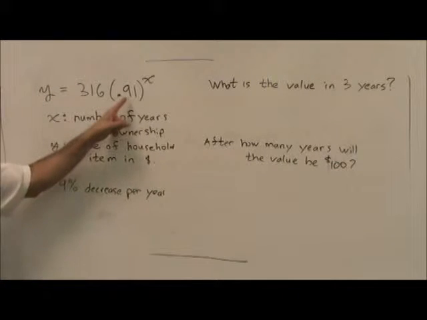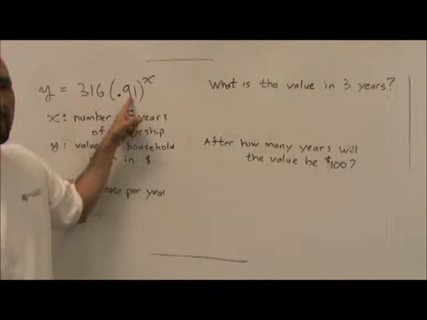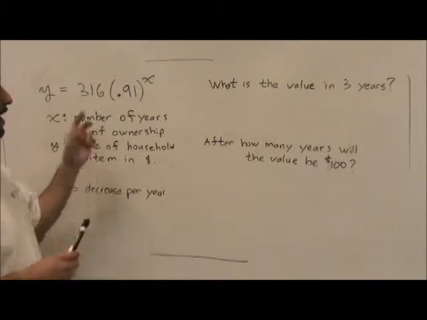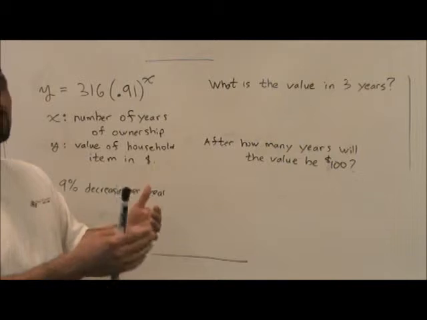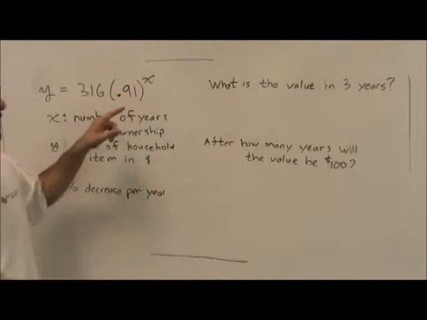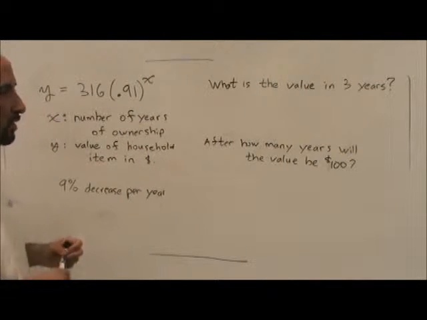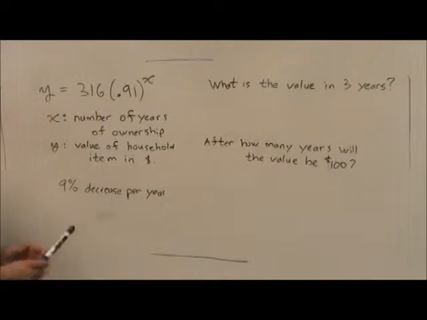So let's recognize what this does. 0.91 is the decay factor, or the factor by which the value of your household item decreases as x increases by 1, and it decreases to a value that is 91% of the previous. And so what this means is a 9% decrease per year.